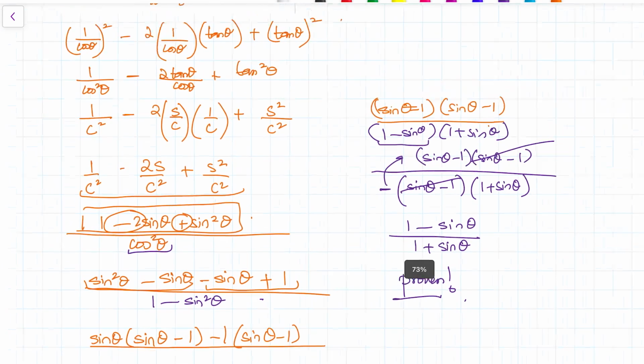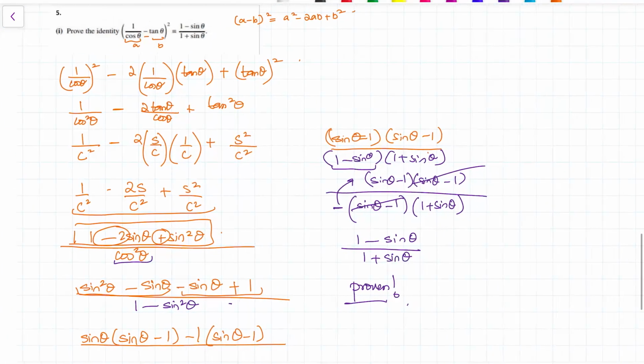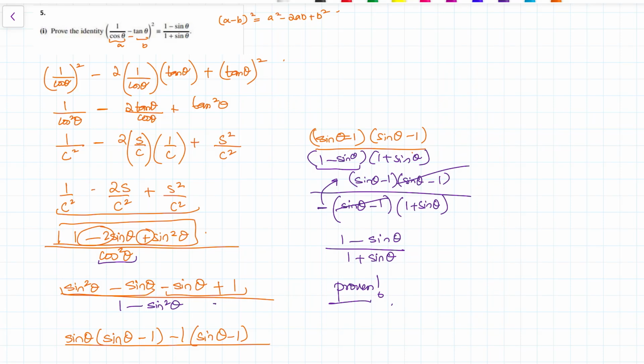This was a little tricky identity to prove. I'm just showing you the entire thing once again so you understand what steps I've done to prove it.